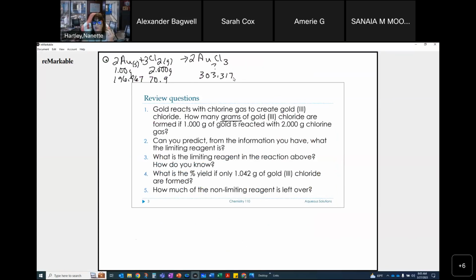And now I have all of my molecular weights, so I should be able to do my calculations. First calculation I want to do is to take that 1 gram of Au. I need to convert it to moles first. So I will divide by the 196.967 grams per mole of Au. I know that there are 2 moles of Au, and that gives me 2 moles of AuCl3. And that 1 mole of AuCl3 is 303.317 grams. And of course, happy math on that.